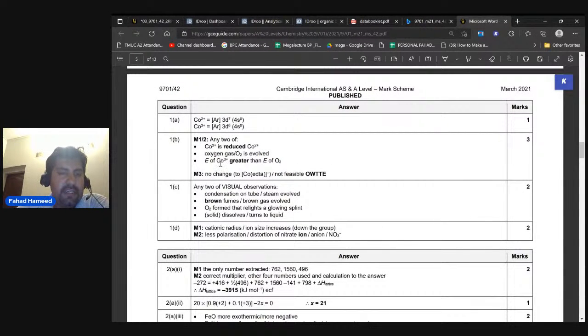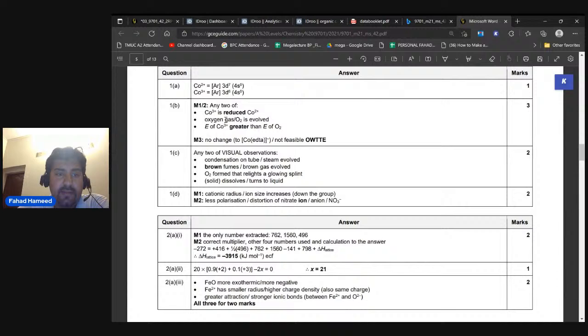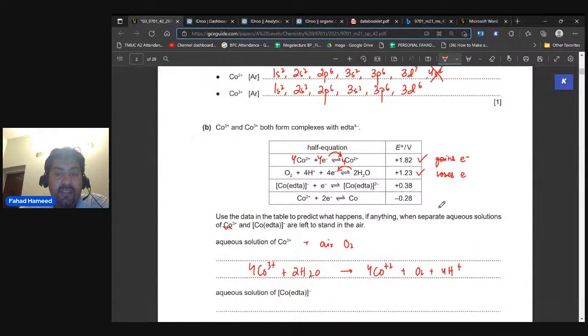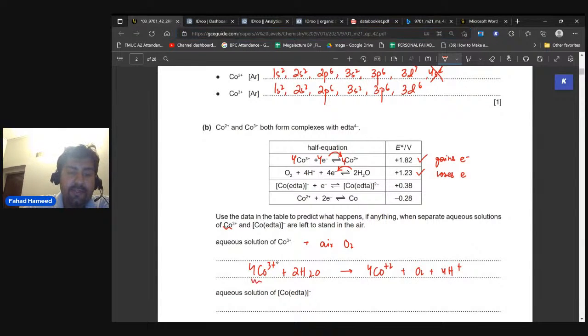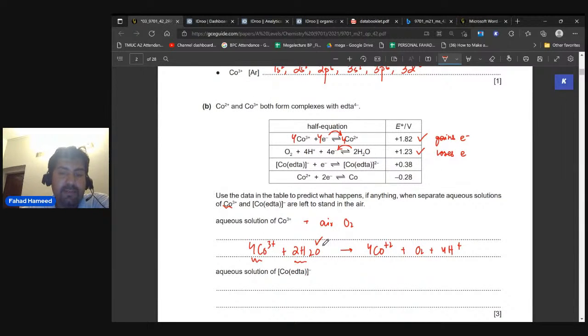So the first one, they're actually giving you this equation actually. That the cobalt 3 plus ion is reduced to cobalt 2 plus and oxygen gas is evolved. It is produced. So the question is kind of misleading over here. If anything, when separate aqueous solutions of cobalt 3 plus ions are left to stand in the air. So what I'm assuming is that the cobalt 3 plus, since it's aqueous, if it's left to stand, it will react with water. So the reaction is not specifically with air, and oxygen gas is going to be evolved. So that part makes perfect sense. So I mean, this is what's going to happen, and use data to predict what would happen. Oxygen gas would be evolved.